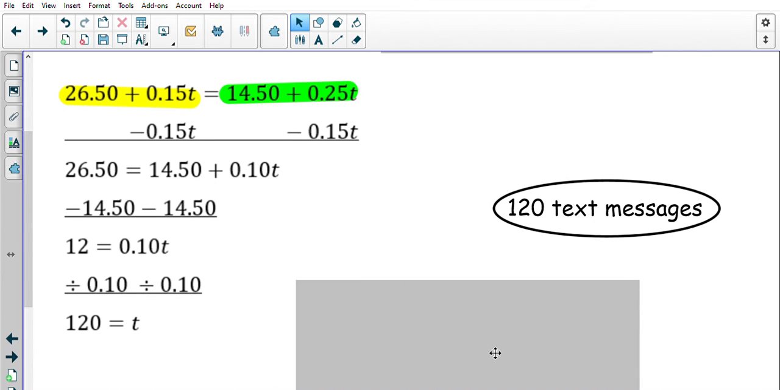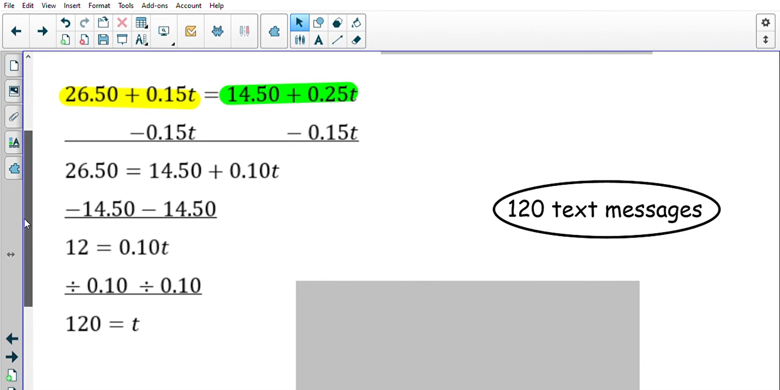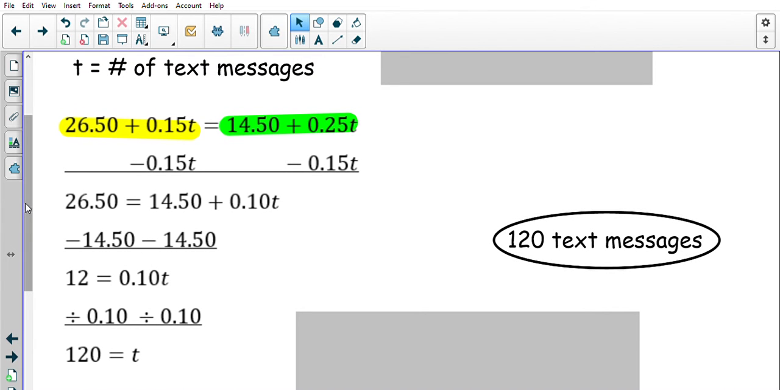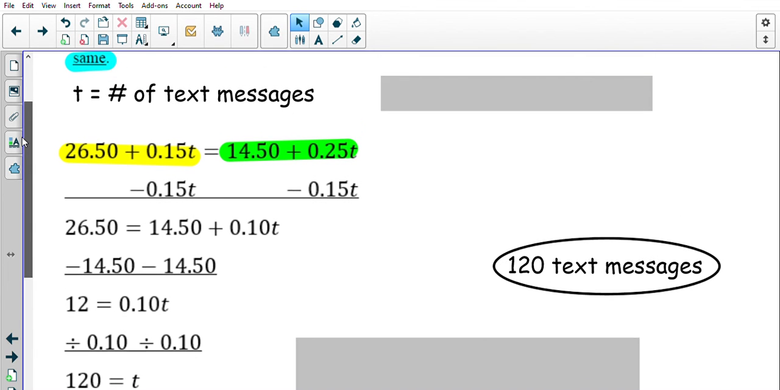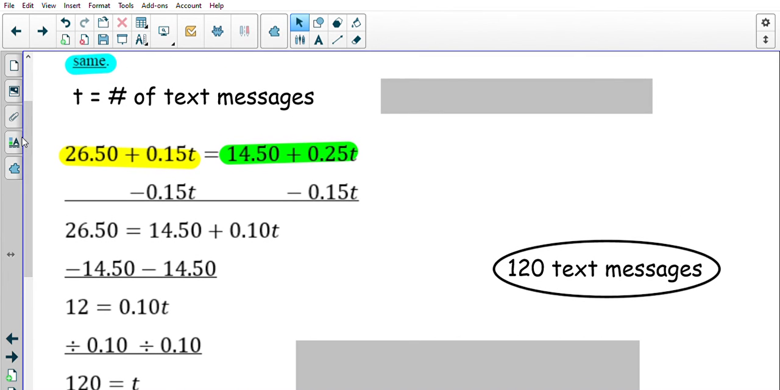So that means that 120 text messages would be when the two carriers would have the same cost. And I know you probably send more than 120 text messages just in one day, but this would be when the two carriers would have the same cost.